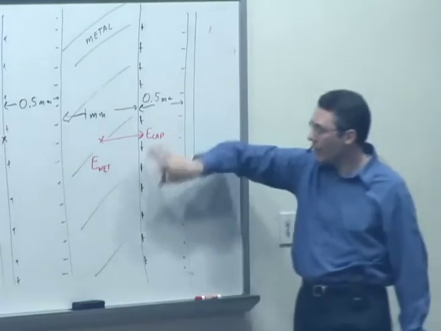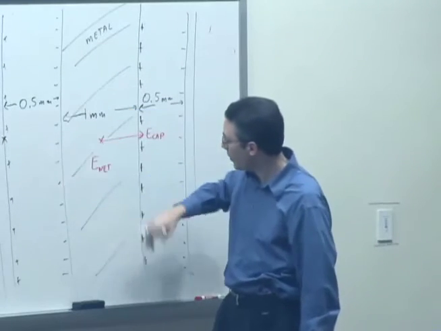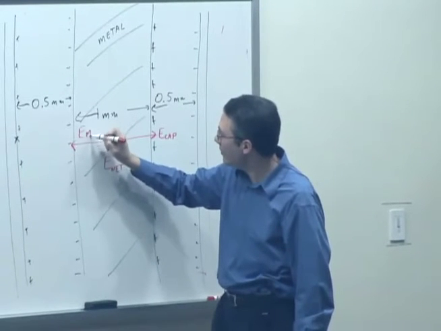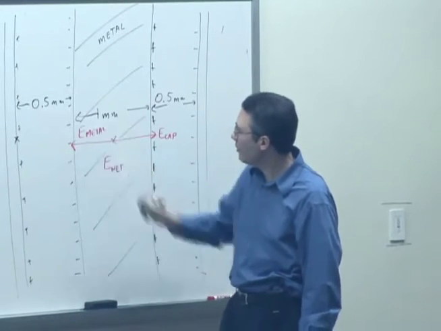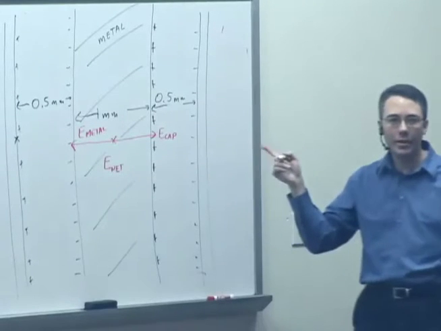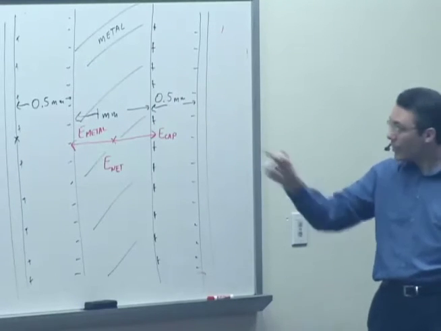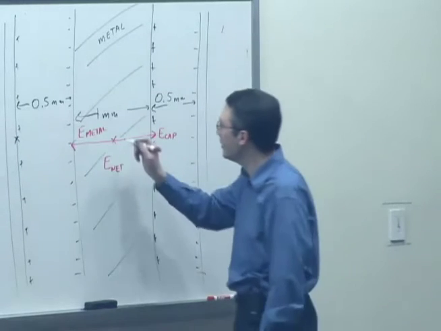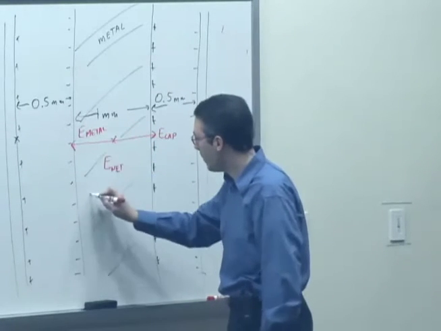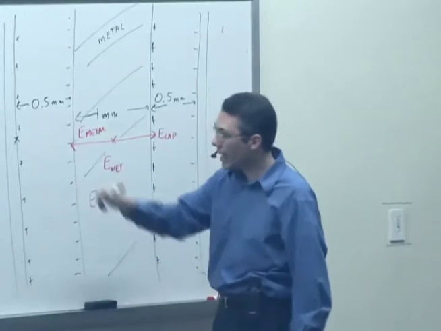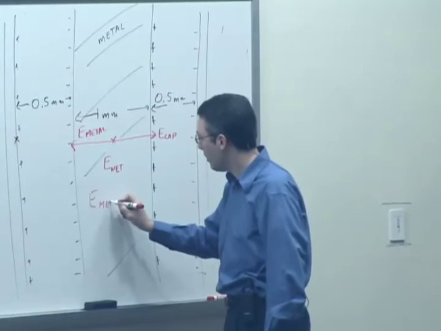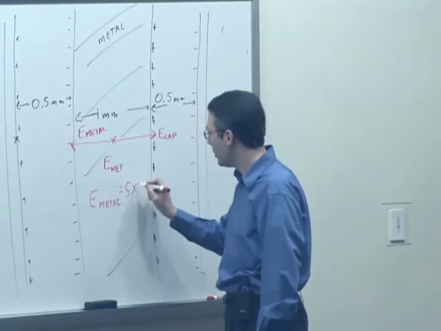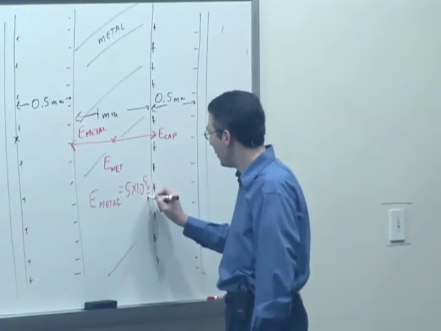The E of the induced charges, or the polarization charges, on the surface of the metal has got to point to the left. And what do we know about that E on the metal? That electric field is got to be the same as the E on the capacitor. So the electric field of the metal is going to be what we just worked out. The magnitude of it is going to be 5 times 10 to the 5th volts per meter.